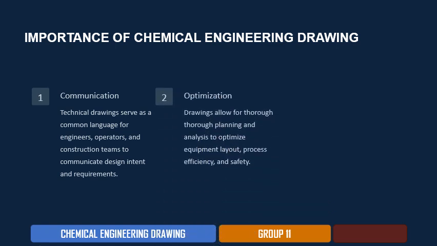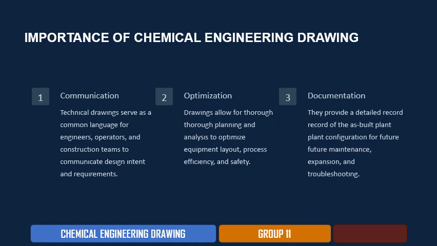Also, optimization. The drawing allows for thorough planning and analysis to optimize equipment layout, processes, efficiency, and safety. So before your plant is actualized, you know how the thing is going to look like. This is one of the major benefits of chemical engineering drawing.